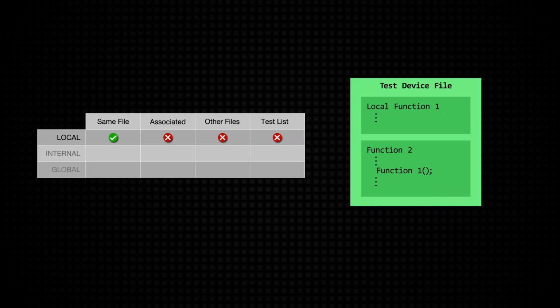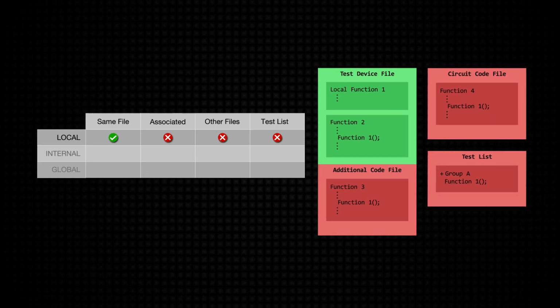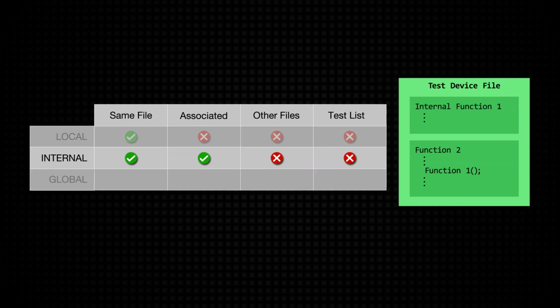There are 3 types of scope to consider: local, internal, and global. Local is the most restrictive. This is for a function that's only used within the same file. For example, you might have a test device file with a function that calls several small subtest functions and then returns the overall result. Each of those subfunctions would be given local scope. This function can't be called from any other files or the test list. Next, there's internal, which is a little less restrictive.